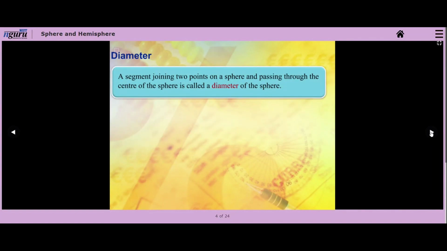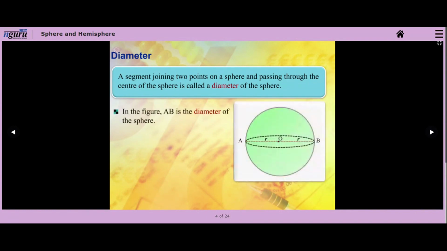A segment joining 2 points on a sphere and passing through the center of the sphere is called a diameter of the sphere. In the figure, AB is the diameter of the sphere. If d is the diameter of a sphere of radius r, then the diameter is equal to twice the radius.